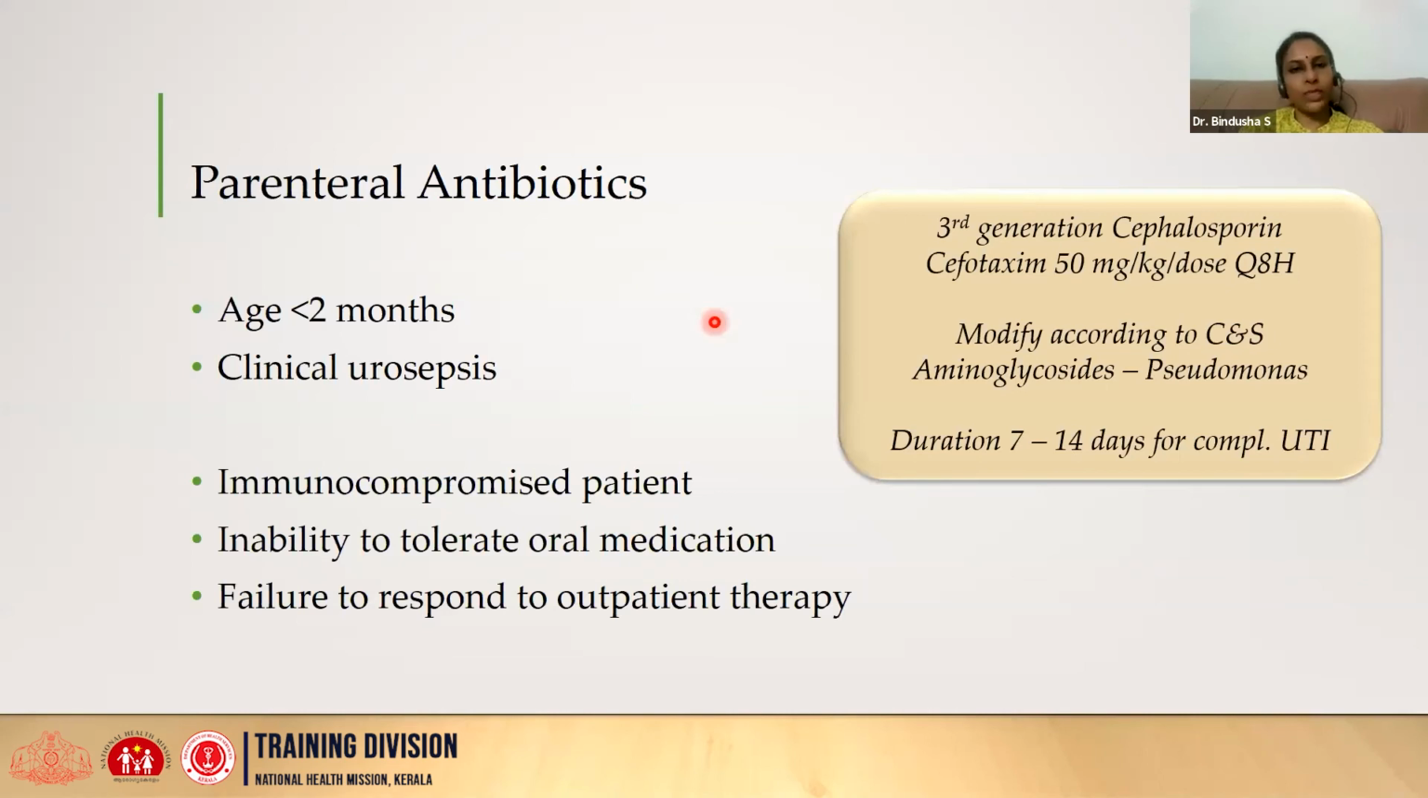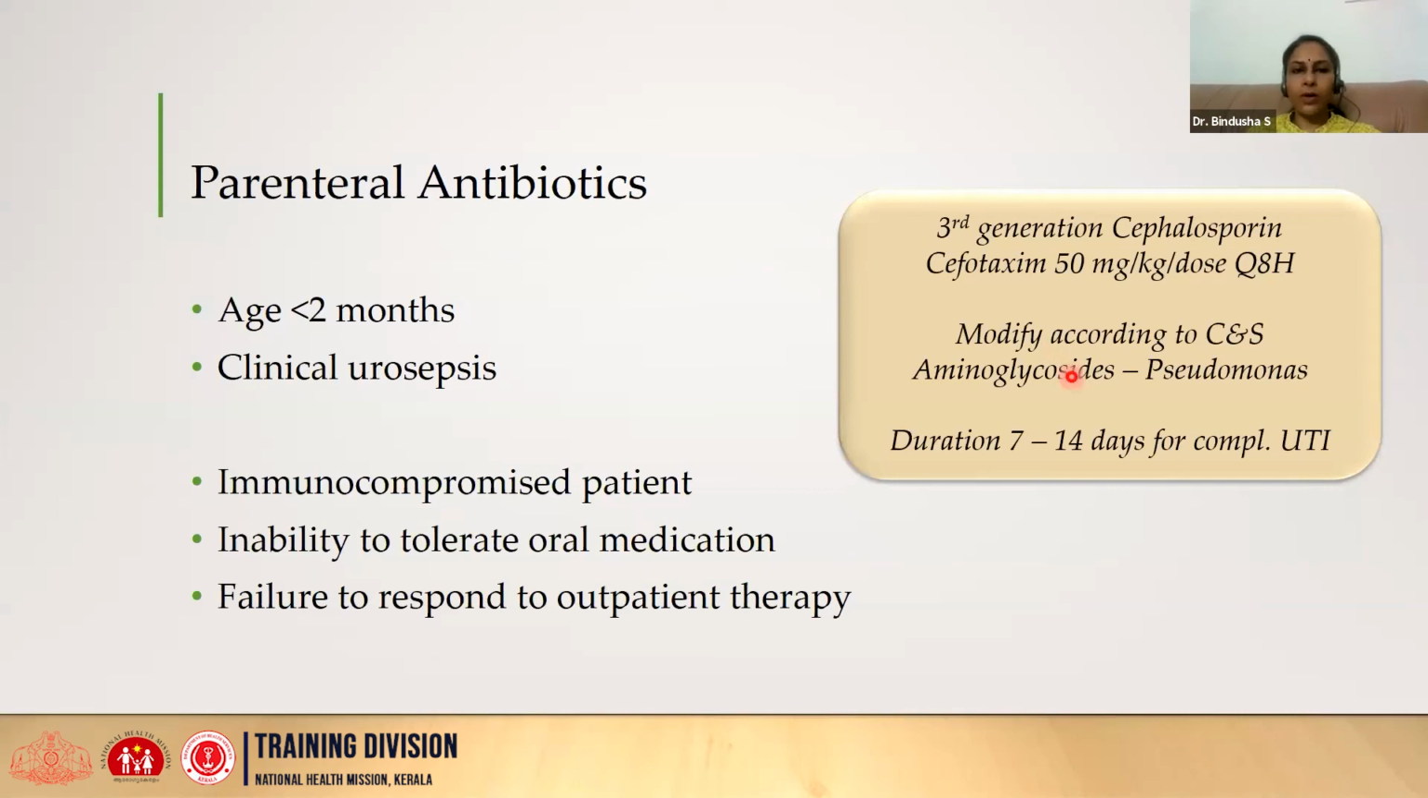We always need to send a urine culture and sensitivity before we start an antibiotic, and when the urine culture comes, we will modify antibiotics accordingly. If that is Pseudomonas, we may have to give aminoglycosides. Other than that, usually cefotaxime is sensitive for E. coli unless it is a drug-resistant infection. And the duration is, if it is a complicated UTI, we may have to give antibiotics for 7 to 14 days.